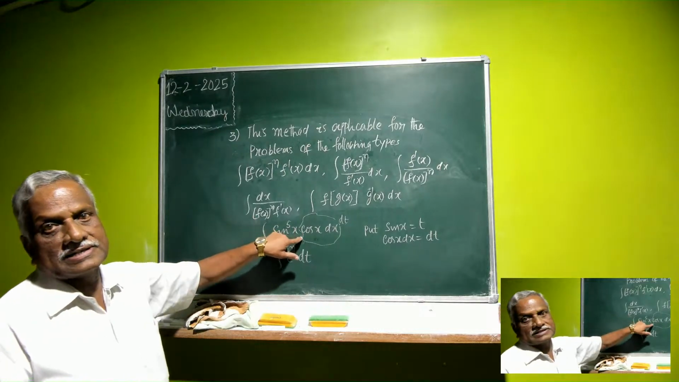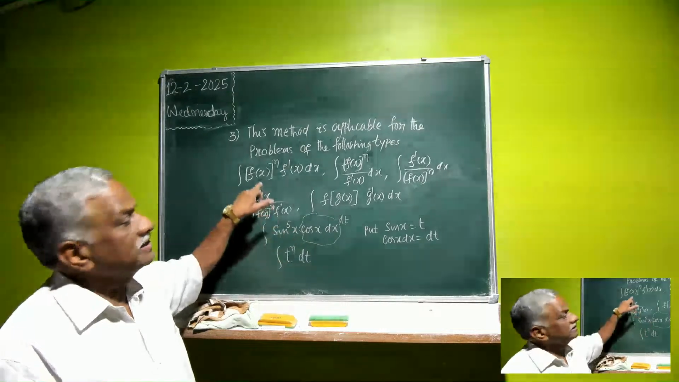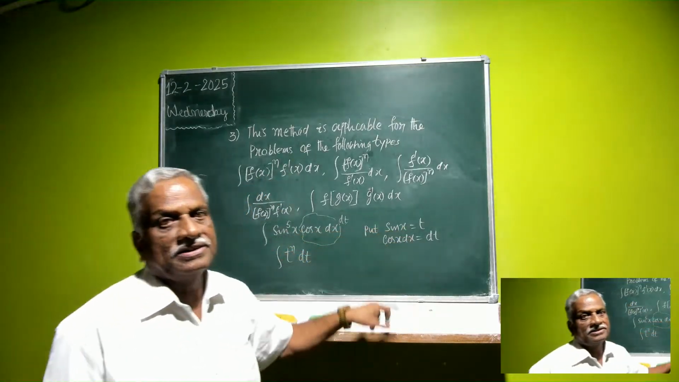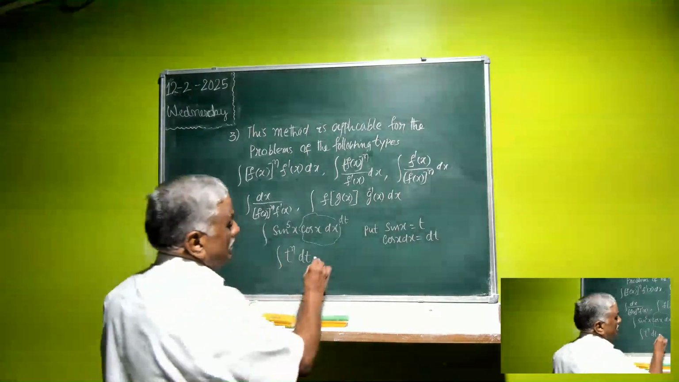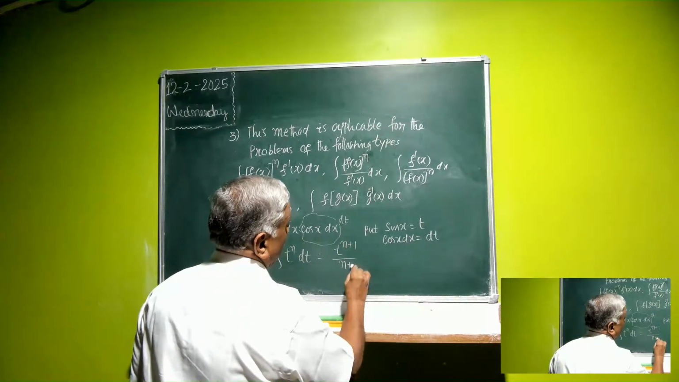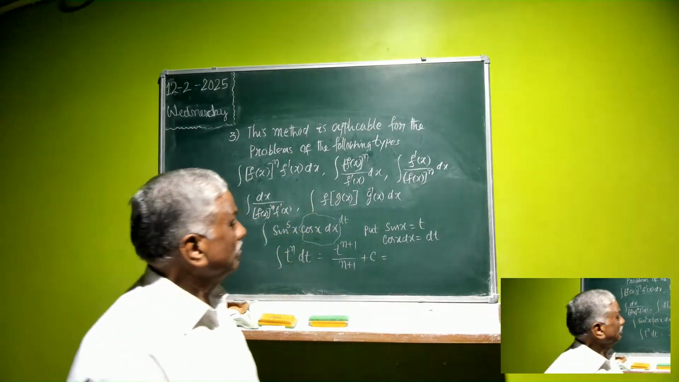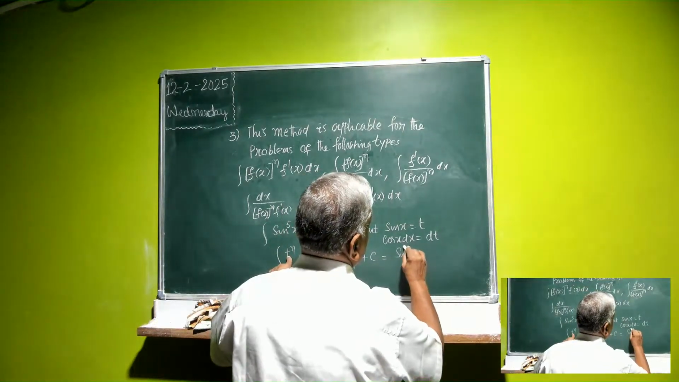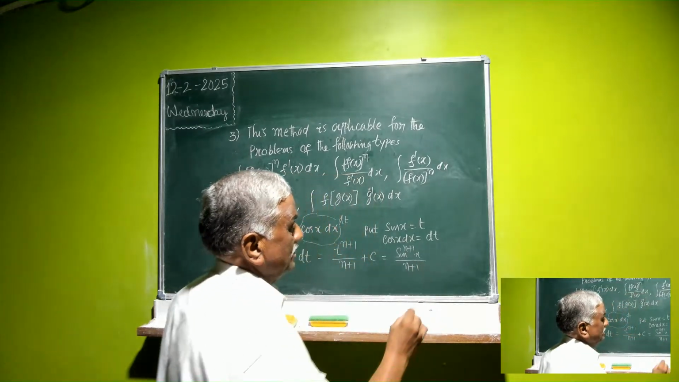The problem was not in the standard form. When we observe the problem, we notice that it is of the type f of x into f dash of x. So I take sin x as t, and cos x dx is dt. Now this is the standard formula we can use: t to the power of n plus 1 by n plus 1, plus c. What is note number 1? After completing the problem, replace the substitution. What is t? t is sin x, so the answer is sin to the power of n plus 1 x by n plus 1, plus c.